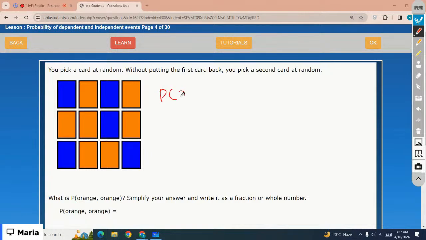The probability of orange for the first time is 7 out of 12. You didn't put the first card back. You have now one less orange card, right? You have 6 orange cards out of 11. 6 over 11.